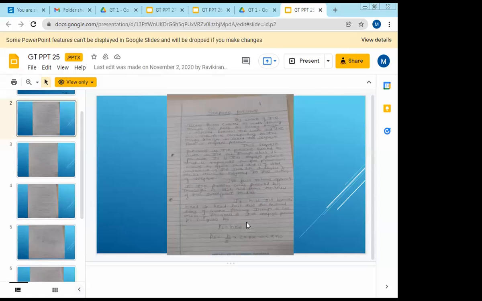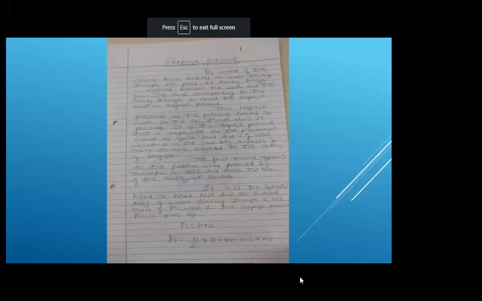Yesterday we were dealing with seepage pressure, so the same thing I will continue. As I told you, seepage pressure is because of the water which is standing, and the direction of flow decides whether, for calculating the effective pressure, you have to add this or subtract this.